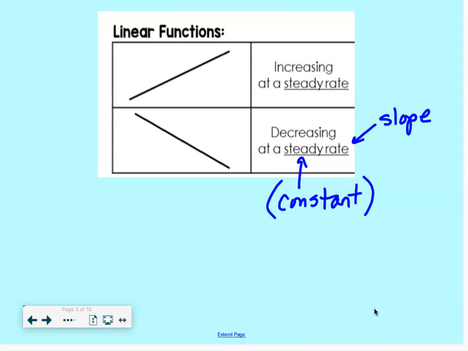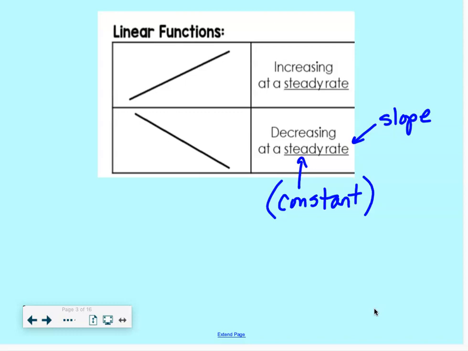Linear functions. Linear functions are functions that increase or decrease at what your book calls a steady rate, which I don't like the word steady, but I get it. It's kind of a nice descriptive word. I like to think of it as a constant rate. When I say rate or rate of change, what does that make you think of? What word? Slope, right? It's written on the board. So a linear function is a function that has a constant slope, a constant rate of change.